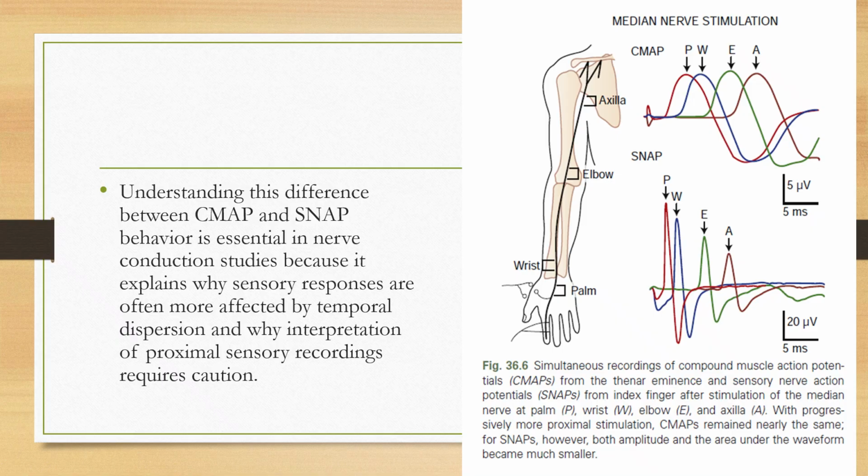Understanding this difference between CMAP and SNAP behavior is essential in nerve conduction study because it helps explain why sensory responses are often more affected by temporal dispersion and why interpretation of proximal sensory recordings requires caution.